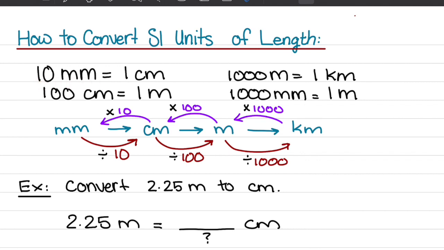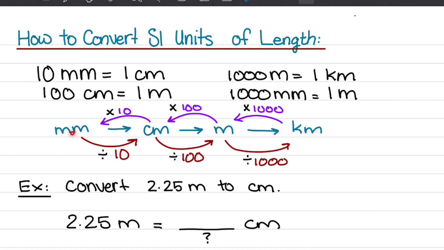So 10 millimeters is equal to 1 centimeter, 100 centimeters is equal to 1 meter, 1,000 meters is equal to 1 kilometer, 1,000 millimeters is equal to 1 meter. And if you want to arrange them from smallest to largest, the smallest would be millimeters and the largest unit in this group would be kilometers. So we go millimeters, centimeters, meters, and kilometers.